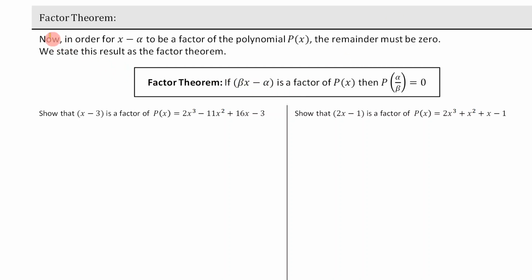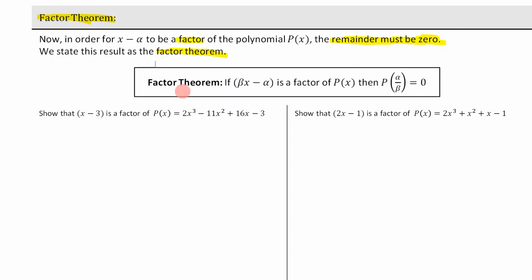Welcome. So in this part, we're going to be talking about the factor theorem. Now, in order for x minus alpha to be a factor of the polynomial p of x, the remainder must be 0. It must be 0. We state this result as the factor theorem. So this is exactly what we were speaking about at the very start of this lesson. And as you can tell, the remainder theorem and the factor theorem are pretty much identical.